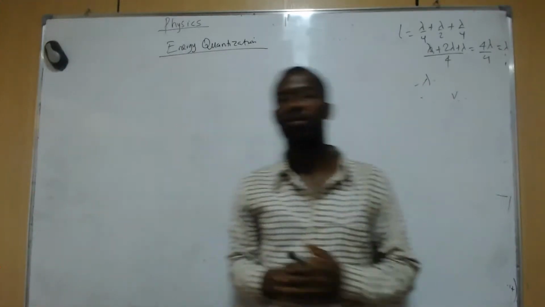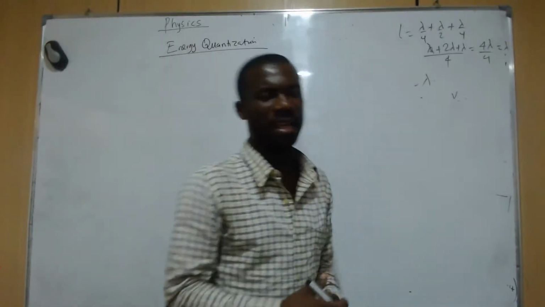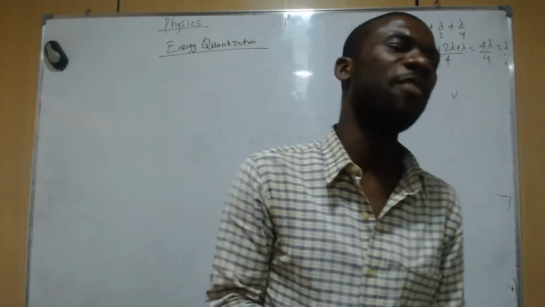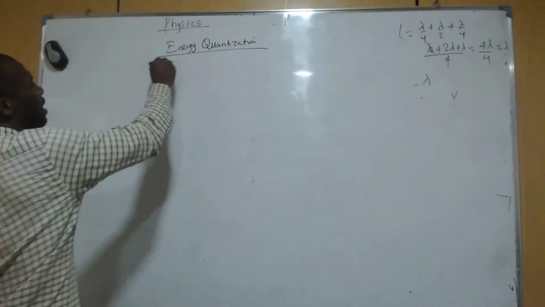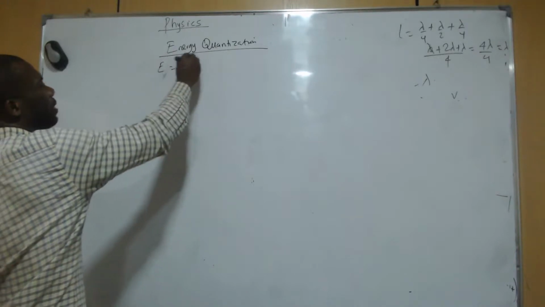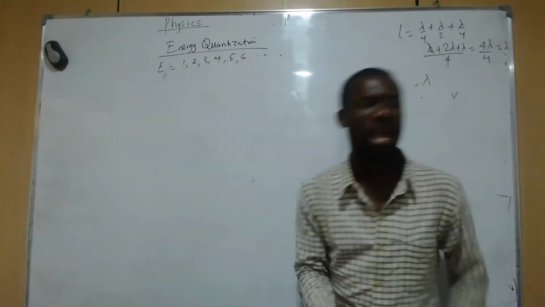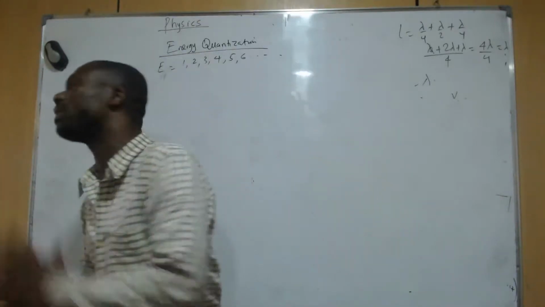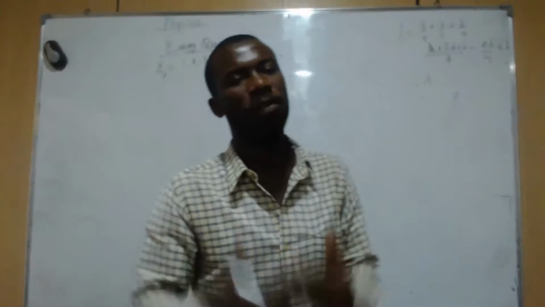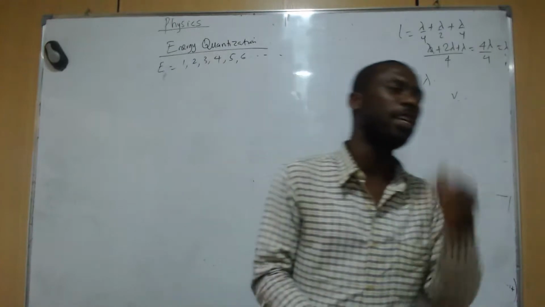By energy quantization, we mean that the energy given out by every matter when heat or light or sufficient energy falls on them is given in discrete form. That is, energy E equal to 1, 2, 3, 4, 5, 6, and so on are emitted. Now, the amount of electrons emitted depends on the amount of light that falls on it, and it also depends on the frequency of the incident light.